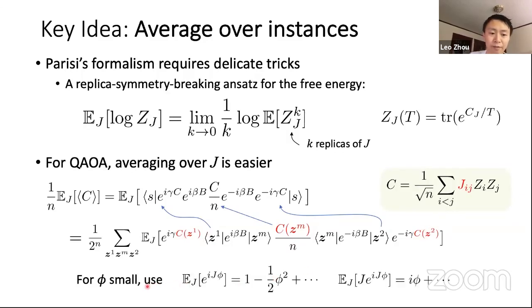And we can use the fact that, for a random variable J and for some small number phi, the expectation of e to the ij phi is roughly 1 minus 1/2 phi squared. And the expectation of J times e to the ij phi would just be roughly i phi. And it's justified because this phi, what appears in the exponential here, has this 1 over square root of n factor. So indeed, we can take this to be small as n goes to the limit.